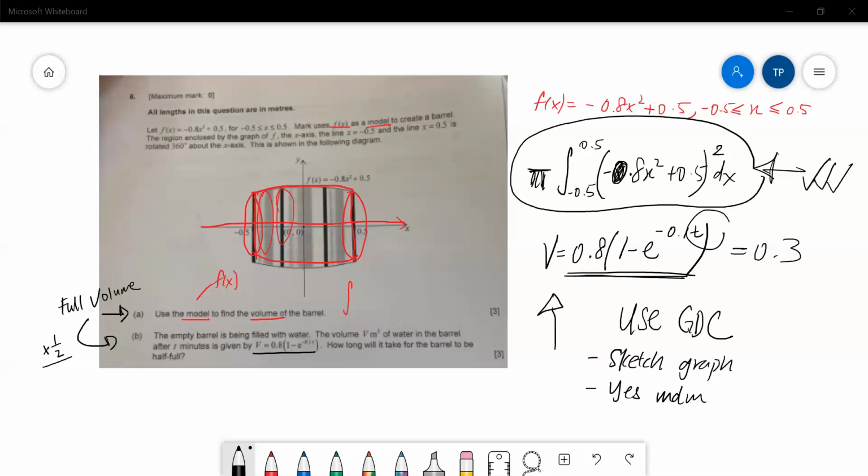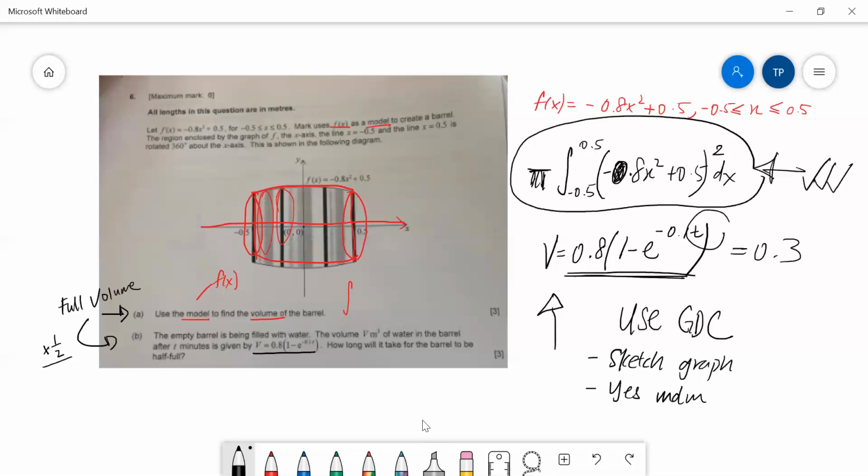Wait, which intersect do I use? I'm not too sure how the graph looks, but definitely it has to be positive. Wait, is this the X value or the Y value? It's the X value. Oh yeah, okay.